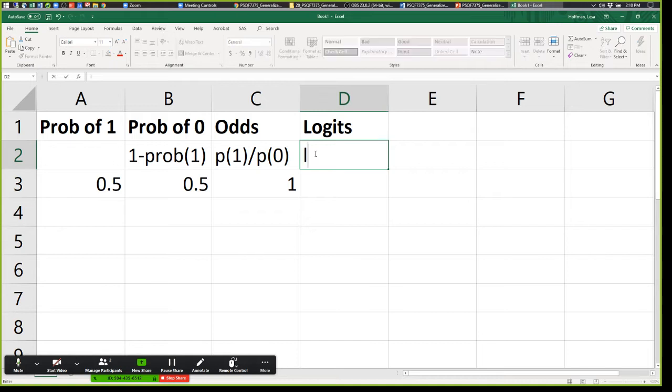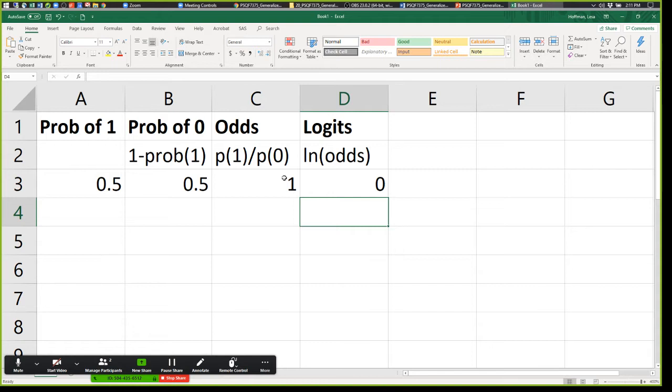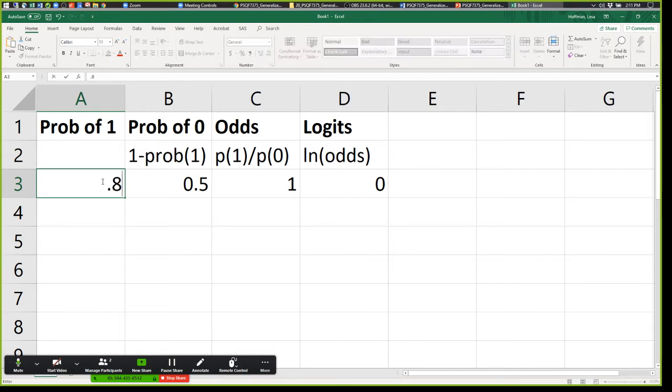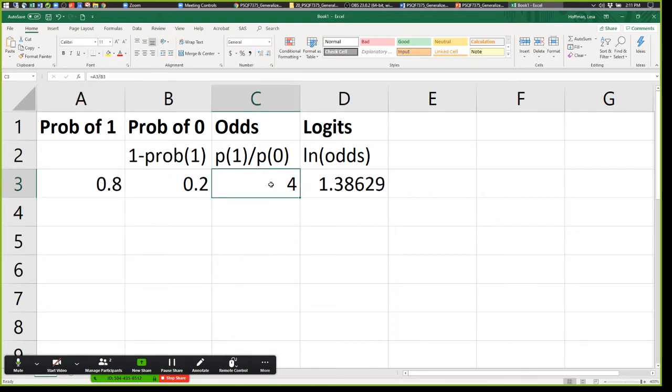Logits is if you take the log, which in Excel is ln, not log, as I recall, of odds. So it's ln times that thing. And what number is going to show up? 0. So if I have a probability of 0.5, that's sort of like my null hypothesis, right? Just as likely. No effect kind of thing. If this goes to 0.8, that translates into an odds of 4 and a logit of 1.3.